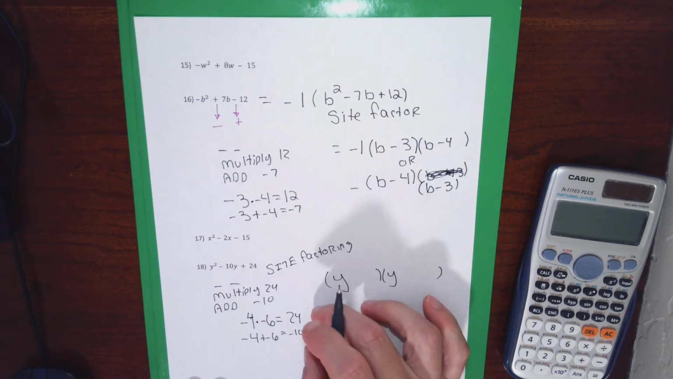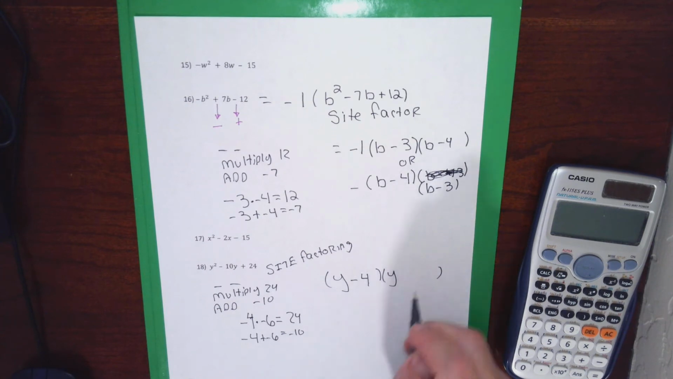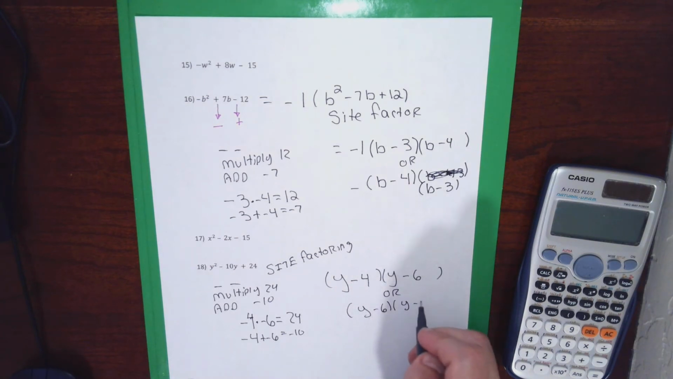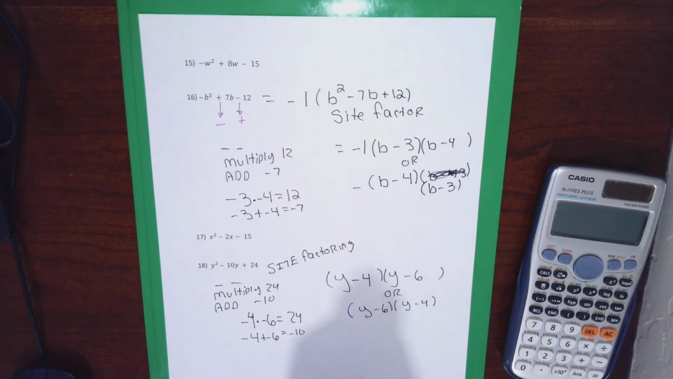Those are the only 2 integers that will multiply to +24 and add to negative 10. And -4 and -6 will go in my parentheses in whatever order I choose. So I wrote both versions of the answers.